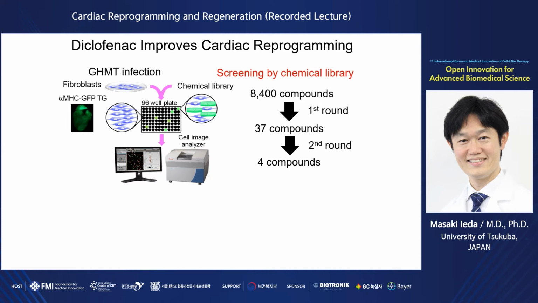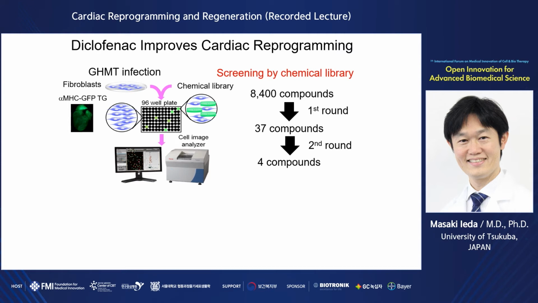We used chemical library screening, as shown in the left panel. We overexpressed GHMT in mouse fibroblasts from alpha-myosin heavy chain GFP transgenic mice, in which only cardiomyocytes express GFP. We plated these fibroblasts into 96-well plates, overexpressed GHMT, and added chemicals individually, one by one, into the wells. We screened more than 8,400 compounds first, and in the first screening we found 37 compounds that could improve cardiac reprogramming by cell image analyzer.